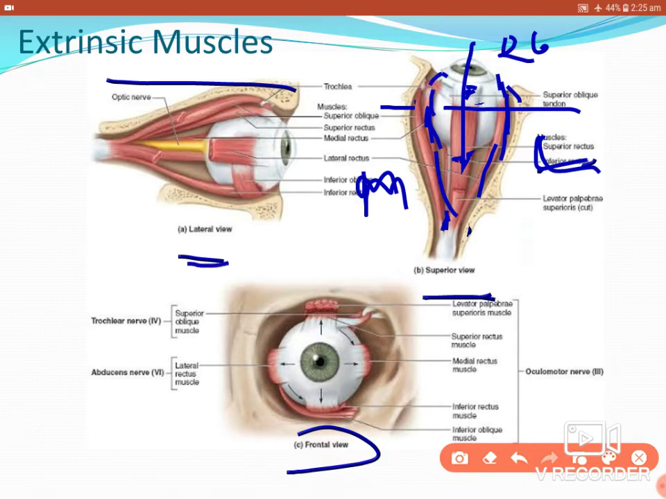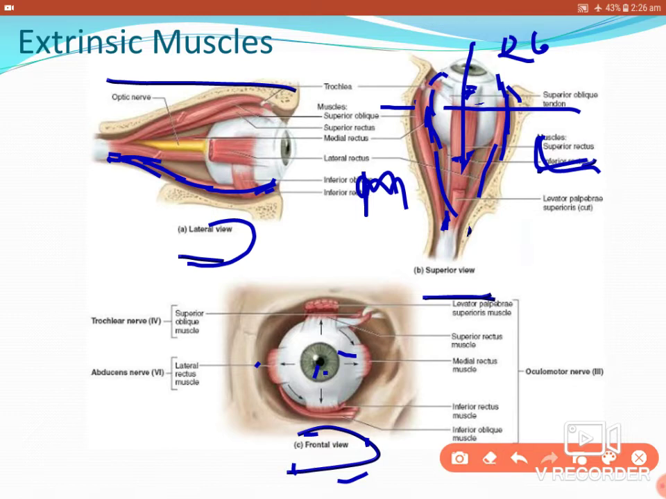Then see in the first figure, lateral view, the inferior rectus. From the inferior part of this common tendinous ring it goes forwards and inferiorly, then attaches to the anteroinferior part of the sclera. So these four recti muscles' attachments you can see in the frontal view. This is the pupil, the iris, the cornea, and the sclera, with the attachments over the sclera.